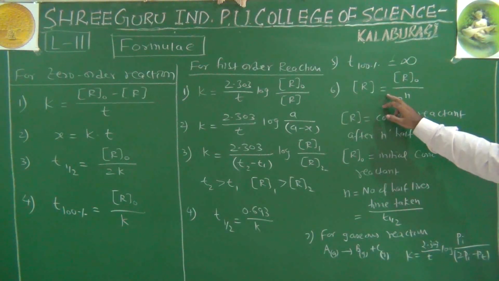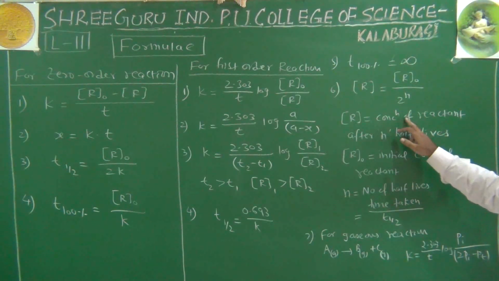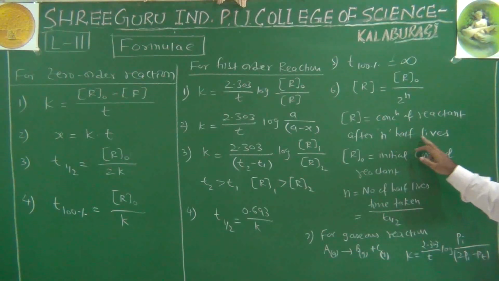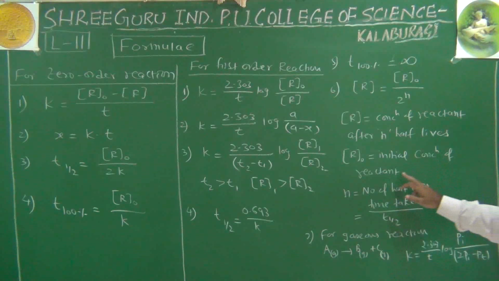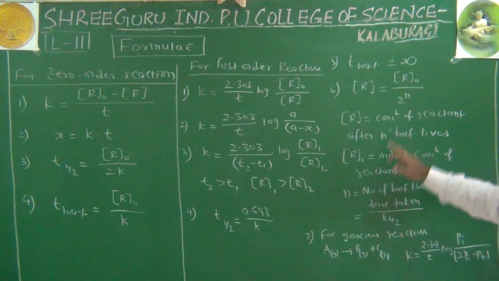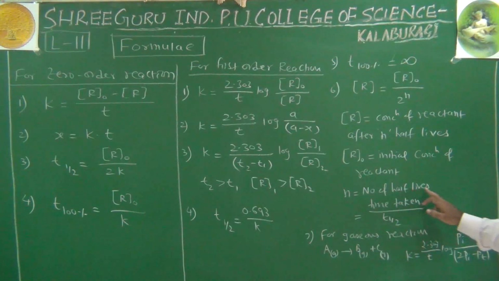This is also a very useful formula, particularly in MCQs we can use this. The molar concentration of reactant after n half-lives is equal to the initial molar concentration of the reactant divided by 2 raised to small n, and this n is nothing but the number of half-lives.